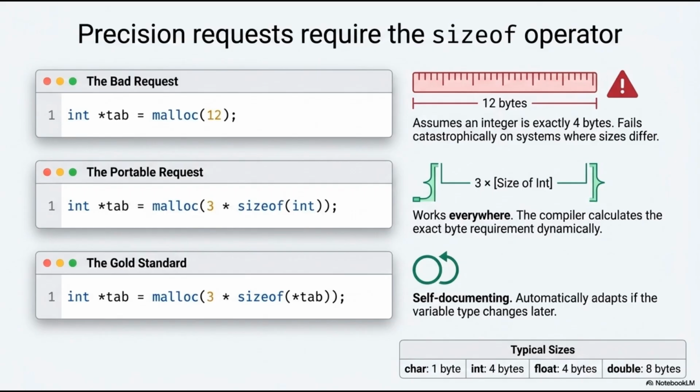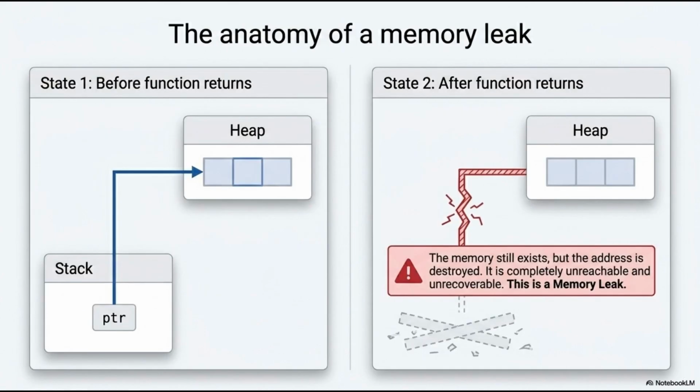Using sizeof is much better, but the absolute top-tier gold standard is using sizeof on the pointer variable itself. It's totally self-documenting. If you decide to change the variable type later from an int to a double, the compiler automatically adapts to the exact byte requirement. It's completely foolproof. Here is the peril.